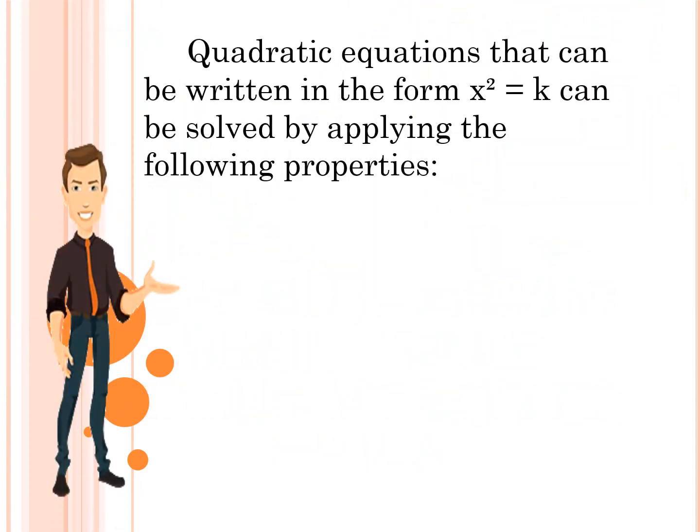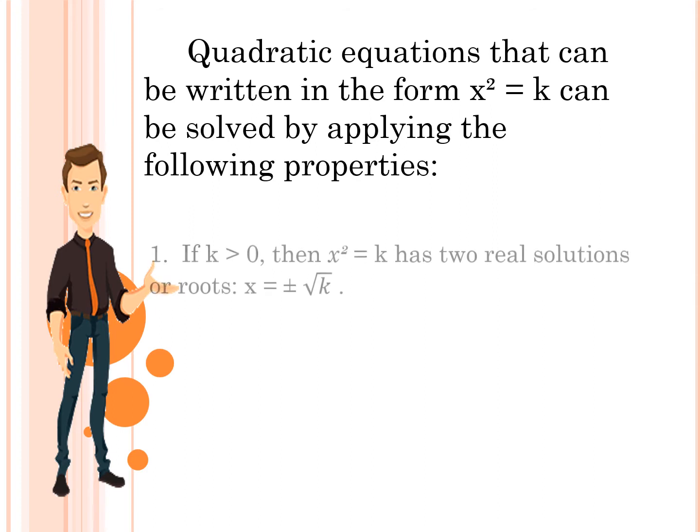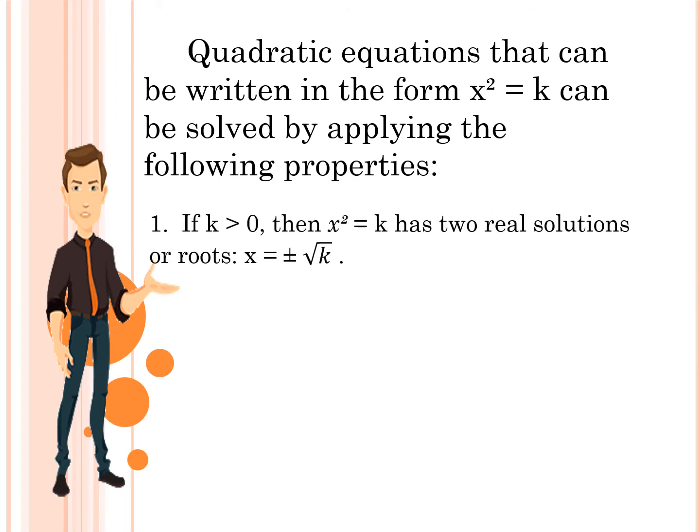Okay guys, it is said that quadratic equations that can be written in the form x squared equals k can be solved by applying the following properties. The first is, if k is greater than 0, so what are the numbers greater than 0? Those are the positive numbers. Then, x squared equals k has 2 real solutions or roots. Therefore, x is equal to positive and negative square root of k. You have 2 real solutions.